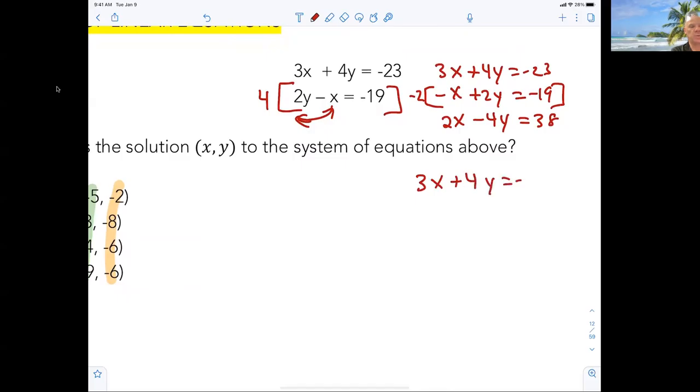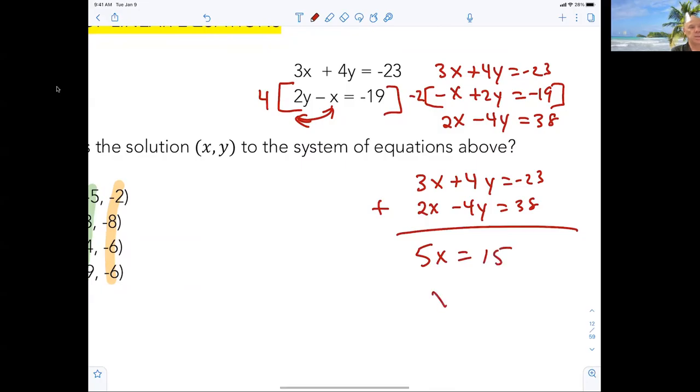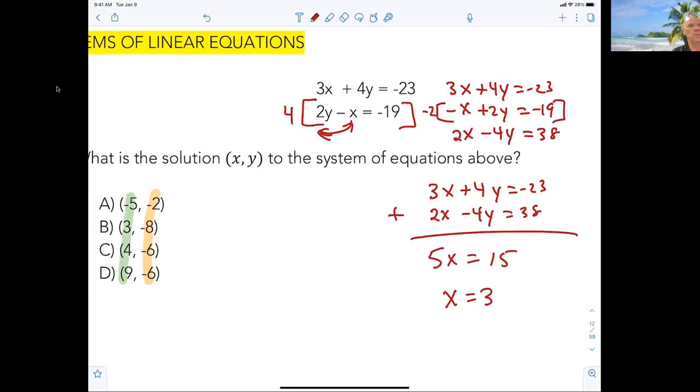3x plus 4y equals negative 23. 2x minus 4y equals 38. Now we just add them together. 5x equals 15. So x equals 3. And so that's my answer, B.